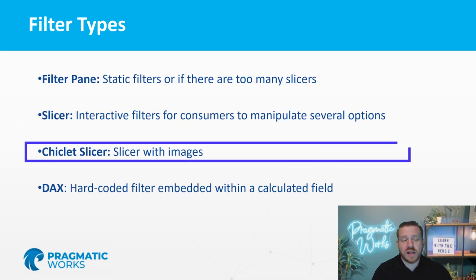Then we have a chiclet slicer. A chiclet slicer is extremely similar to a regular slicer. The difference, though, is that we don't have a type of drop down or list we can look at. Instead, it'll be a tile format. Now, you can do a tile format with a regular slicer as well, but what's special about the chiclet slicer is it allows us to add images to our tiles there, which is really neat and helpful.